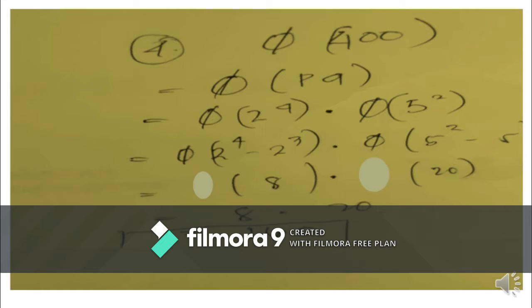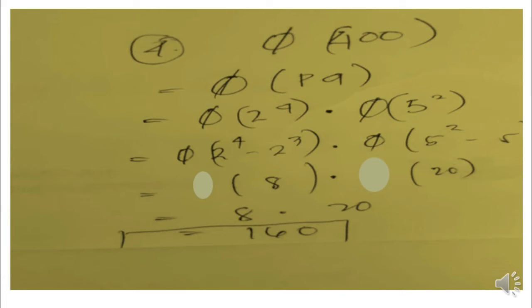Okay, by applying the property, you have to use this. The totient of 2 raised to 4 is 2 raised to 4 minus 2 raised to 3, which is equal to 8. Are you following? Okay, multiplied by the totient of 5 raised to 2. What property is that? Yes, very good. Property number 2. So 5 raised to 2 minus 5, which is 20. Now, multiply it. 8 multiplied by 20 is equal to 160.